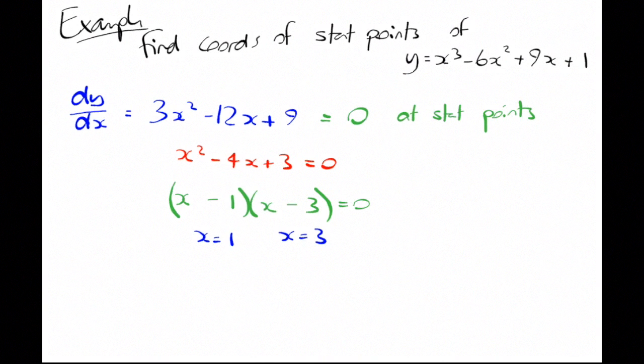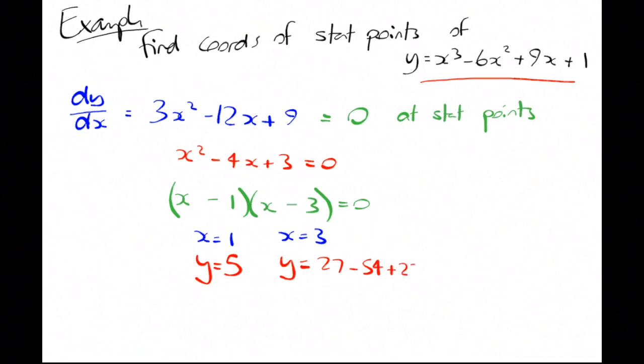But it asks us to find the coordinates. To find the coordinates I need to know what the y values are. So to find the y values I look at my original equation, y equals x cubed minus 6x squared plus 9x plus 1, and I sub in 1, I get 1 minus 6 plus 9 plus 1, so I get 5, and I sub in 3, I get 27 minus 6 times 9, 54, plus 9 times 3, 27, plus 1. So y equals 1.